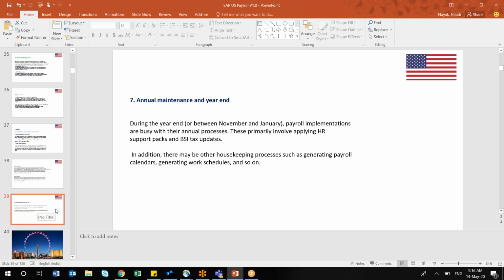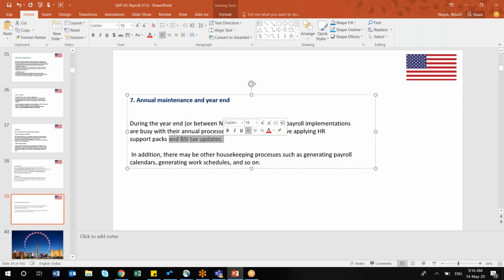And the next one is annual maintenance. This is one of the activities you do as part of your year-end activities. I'll be providing you step-by-step details of what we do in US payroll for year-end activities, for any annual BSI, any support pack you have to apply, or any BSI tax updates. Those things we'll also be seeing. So those are the activities to be done from a technical front end.